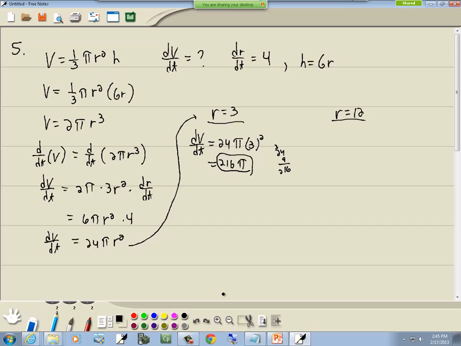Now the other one. We're going to find how much the volume is changing with respect to time once r is equal to 12. So we got 24 pi times 12 squared. And where's my calculator? I'm not going to do this one by hand. 12 squared is 144, but let's see, 144 times 24 is 3,456. So 3,456 pi. And those will be our answers.